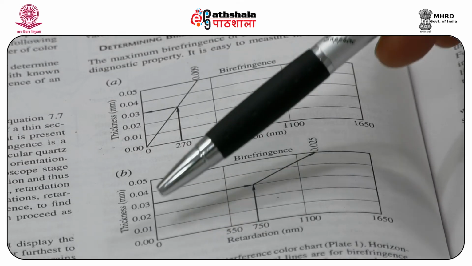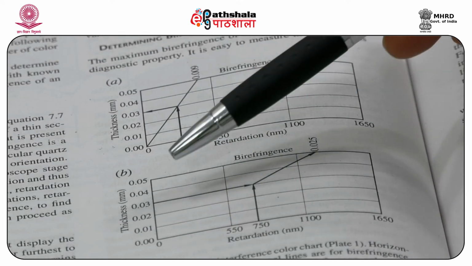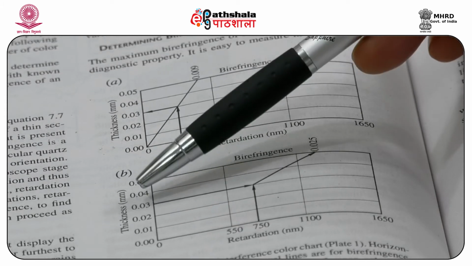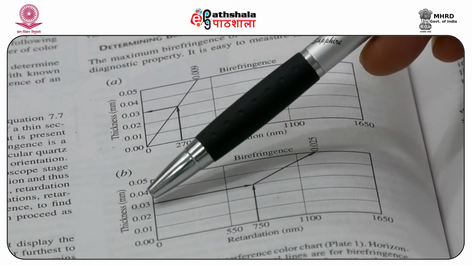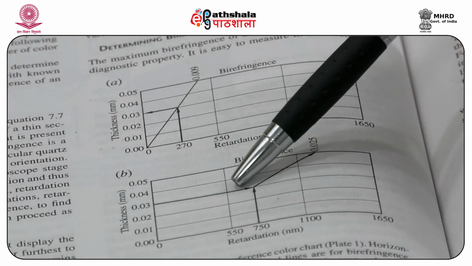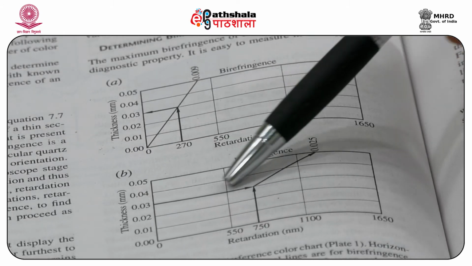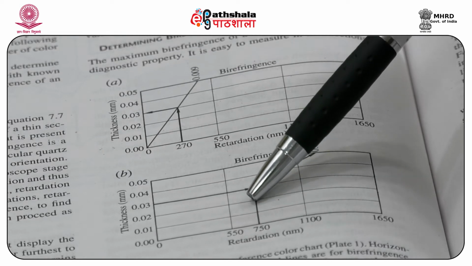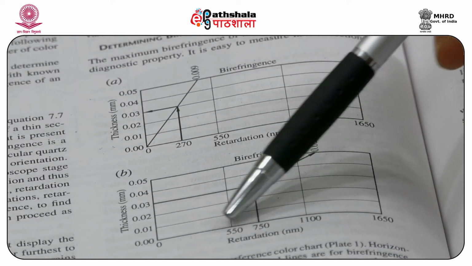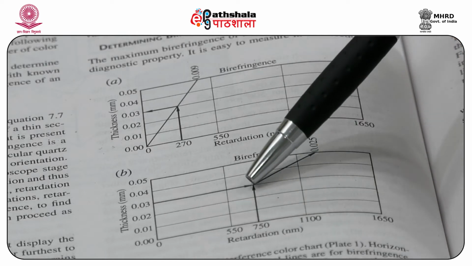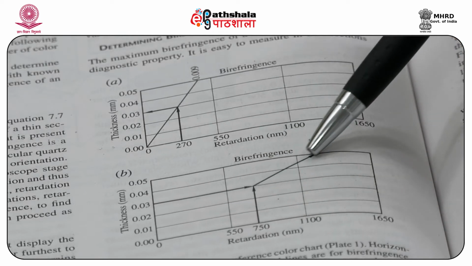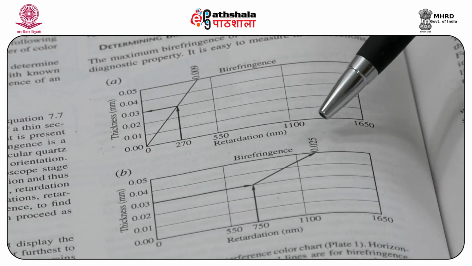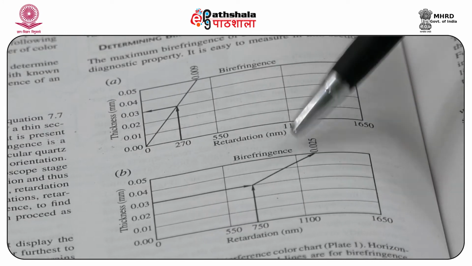Likewise, if we know the thickness of the mineral, which happens to be 0.03 millimeter, we can come along the horizontal line and go down below to find out the retardation, which is about 750 nanometers, and the radial line coming out of the chart will give us the birefringence of the mineral which we are determining.